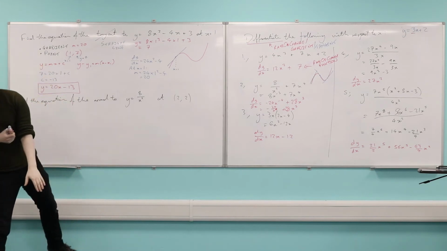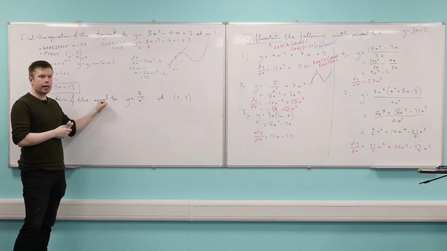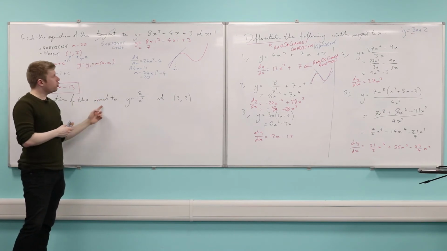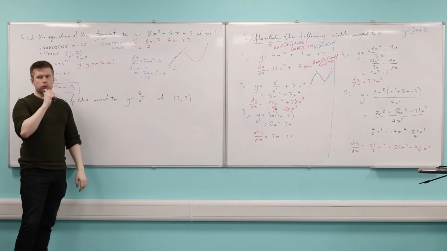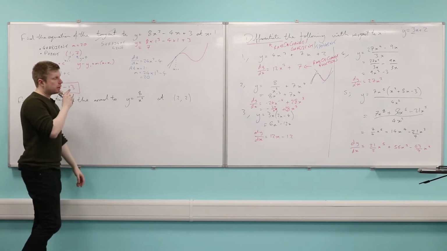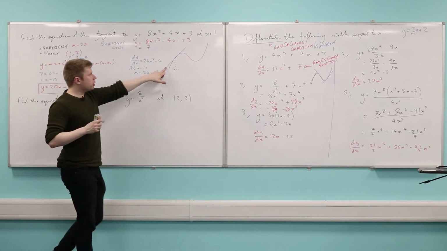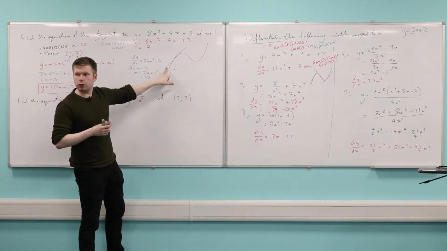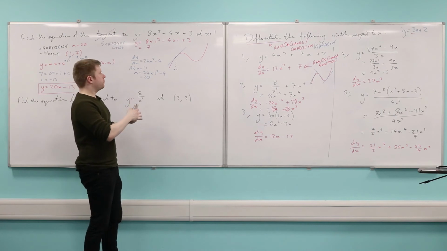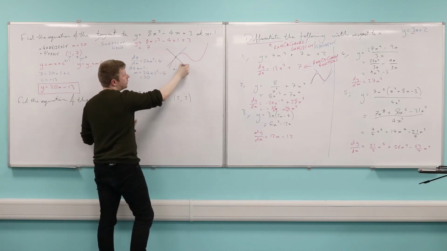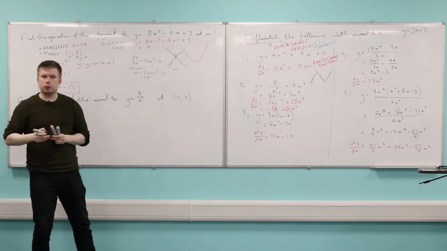This question is trying to find the equation of a normal. What's the difference between a tangent and a normal? Normal crosses the curve, or it just doesn't touch the curve. Okay, so this is my tangent, the one in blue. Perfect. My normal is the line that comes in like that. So it's perpendicular to my tangent.